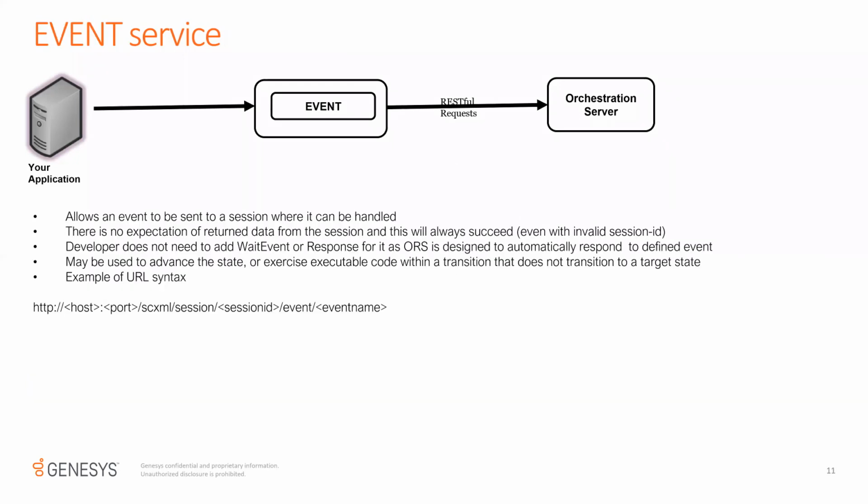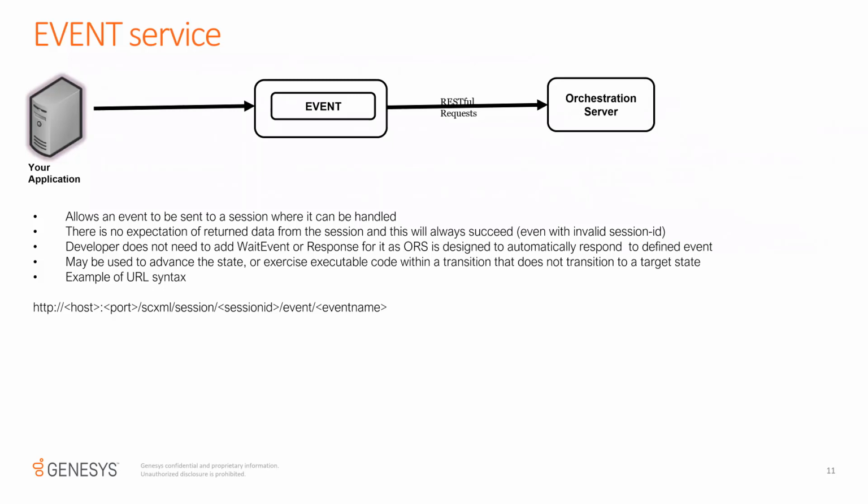Then next is event service. In event service, your application will send a request which allows a particular orchestration logic event to execute or be handled. Depending on how you have written your orchestration logic, there is no return data, and details will not come by default. Unless you have specified that if this event is triggered, you need this information to be returned, only then will the information come back.